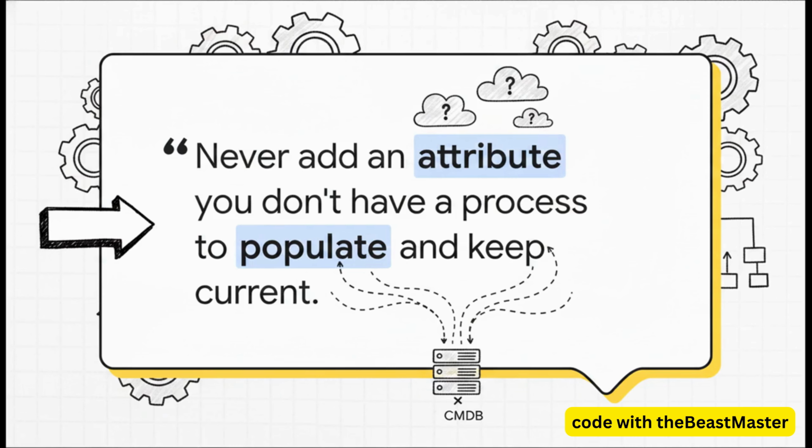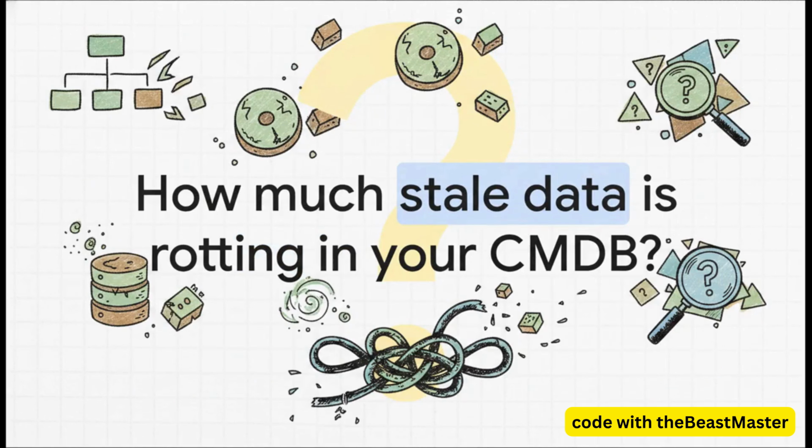You've got to keep the attribute precisely where it belongs, which brings us to a frankly critical rule of thumb for any CMDB owner. Never add an attribute you don't have a process to populate. I really want you to internalize that an attribute that nobody actively updates is actually far worse than having no attribute there at all. Why? Because it actively misleads the operations teams who are trusting the CMDB to make really high stakes decisions.